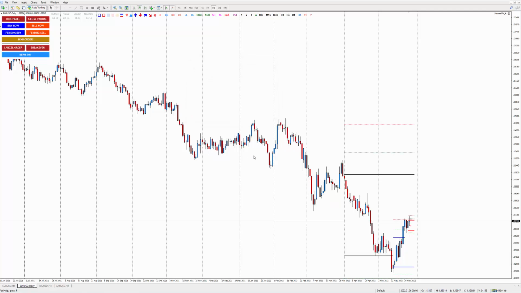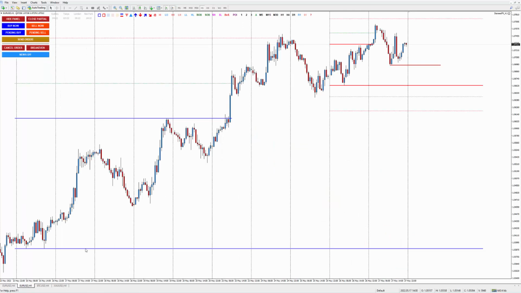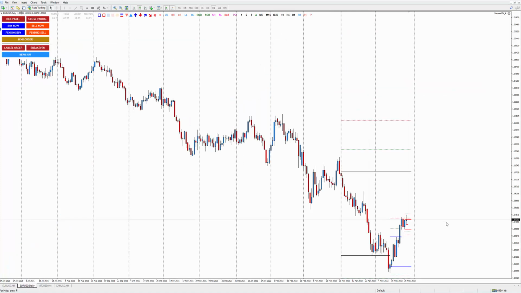So here on D1 it is a downtrend. The market structure is in a downtrend. But now take a look at H1. It's the same pair, euro dollar. On H1 it is an uptrend. On D1 it is a downtrend. That's what makes people confused, right?